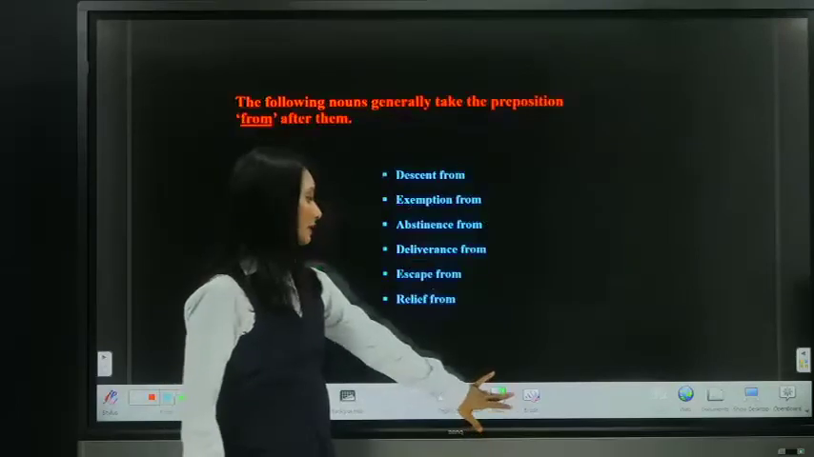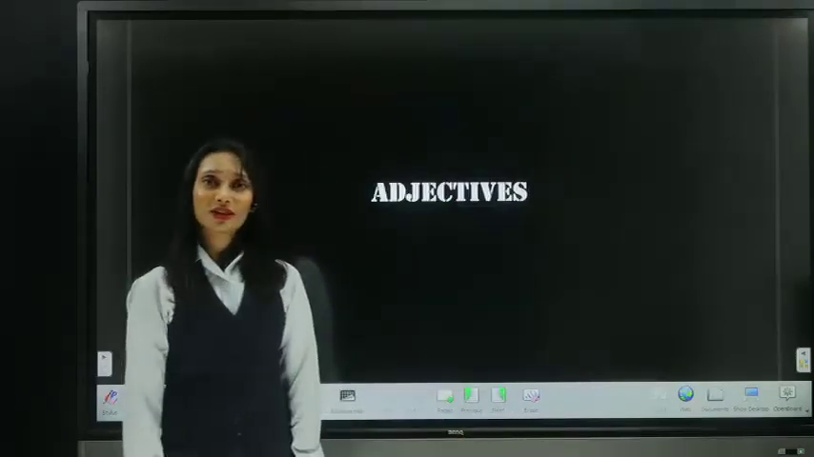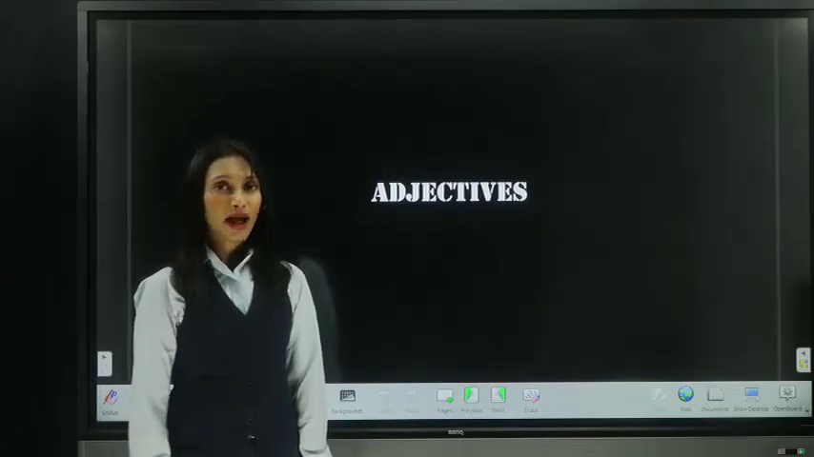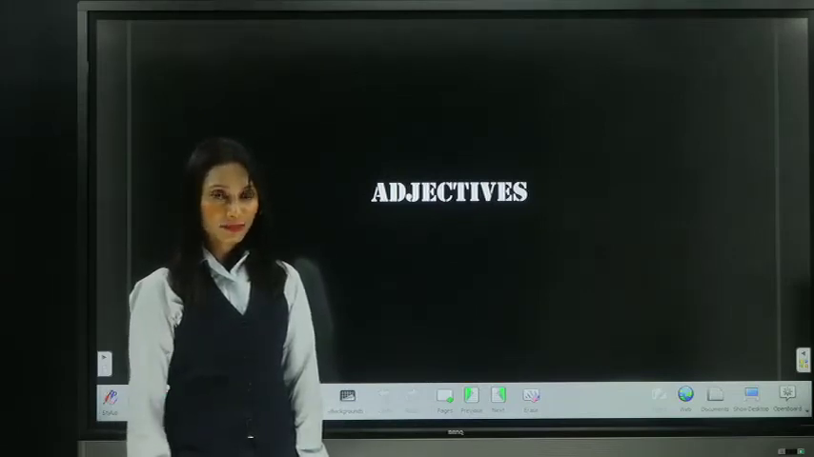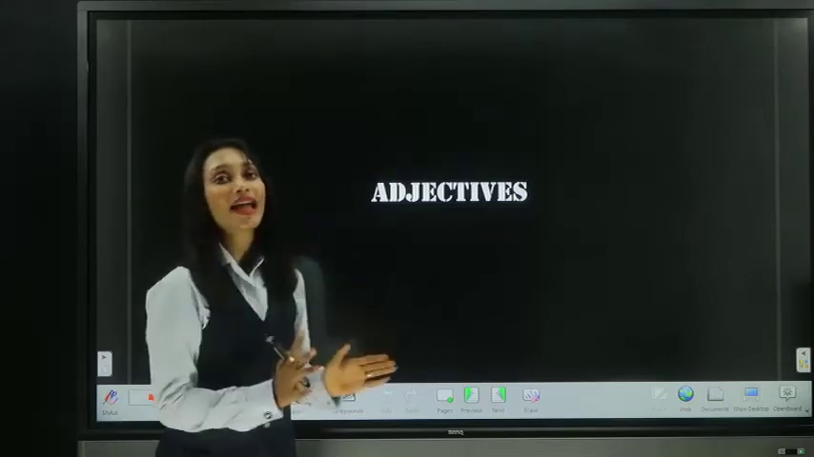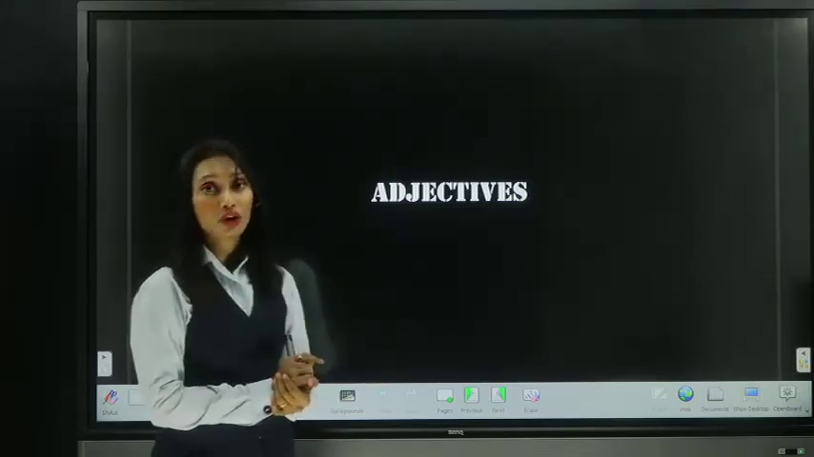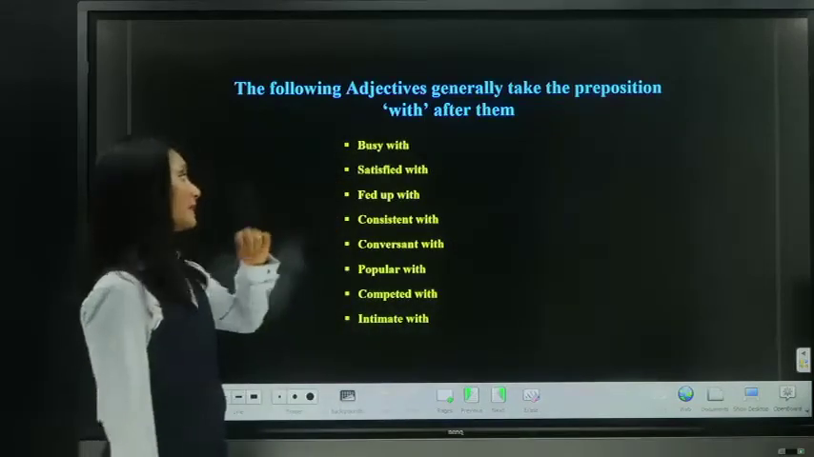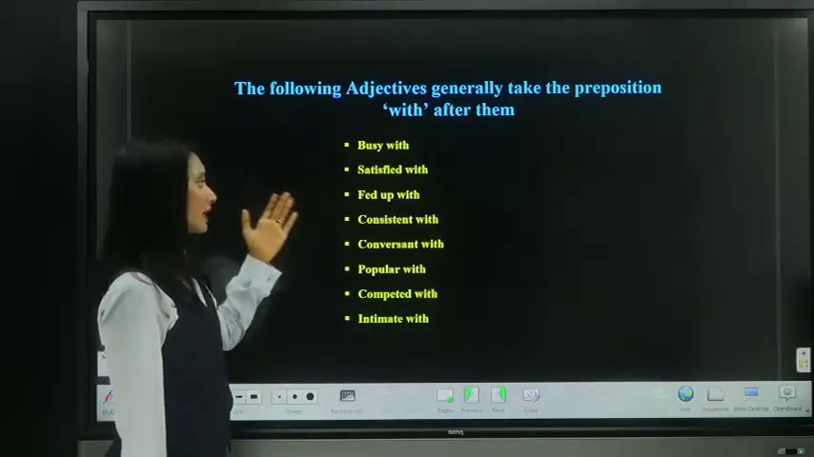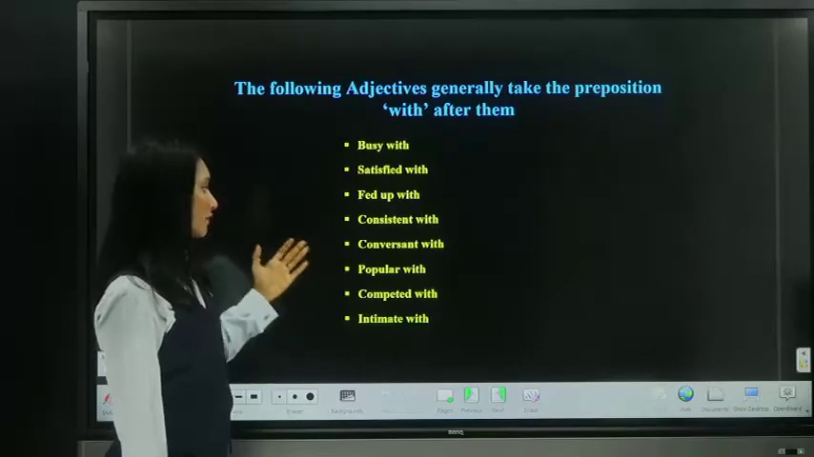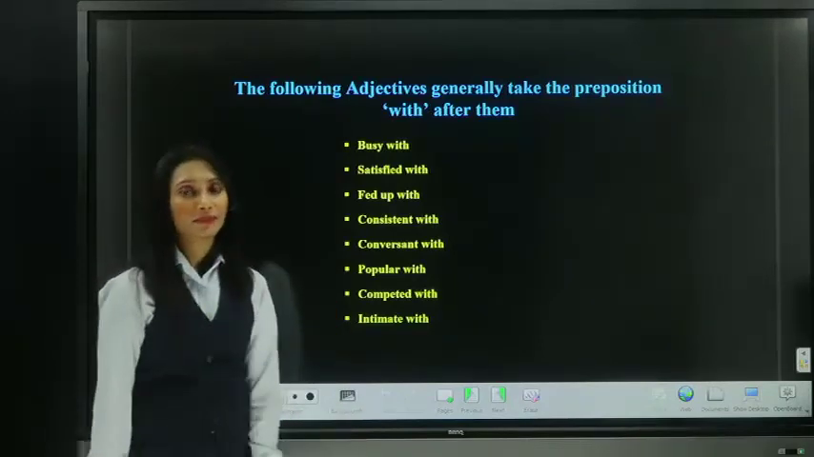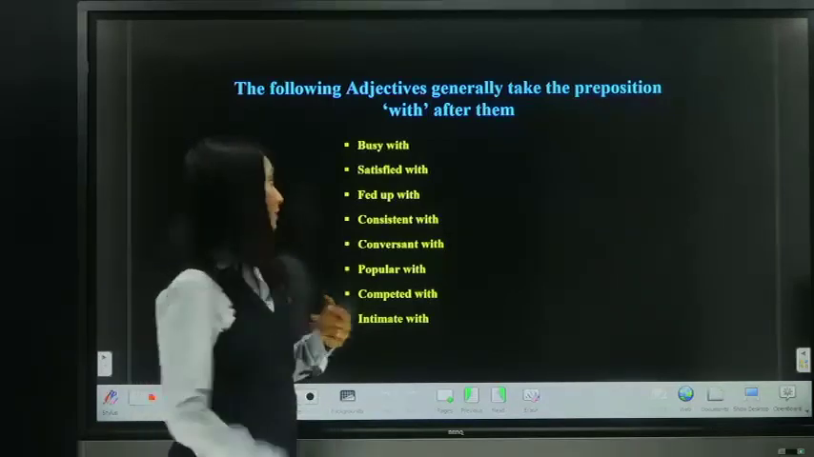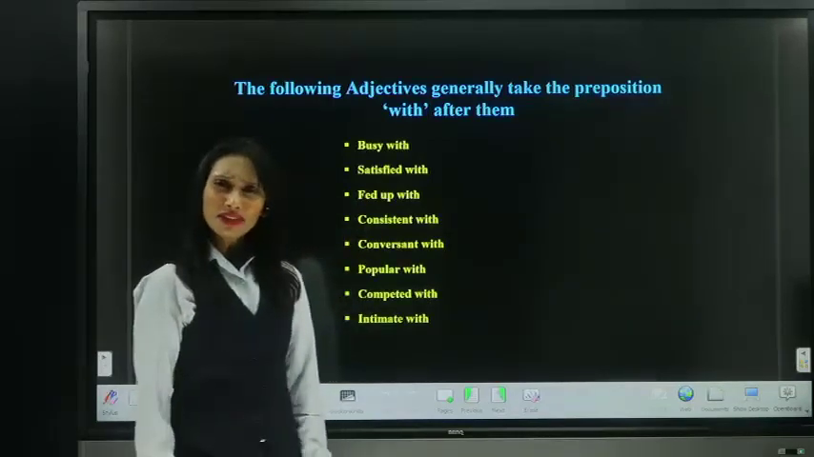Now let's see the next one, adjectives. Let's begin with the first one: adjectives followed by the preposition 'with'. There is a list of adjectives which are always followed by 'with'. They are busy with, satisfied with, fed up with, consistent with, conversant with, popular with, competed with, intimate with. I'm busy with my work now. Do not disturb me. Are you satisfied with that?